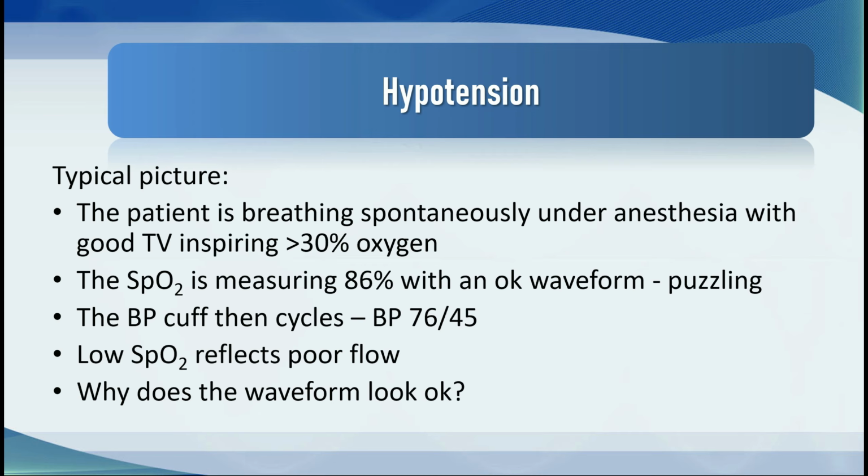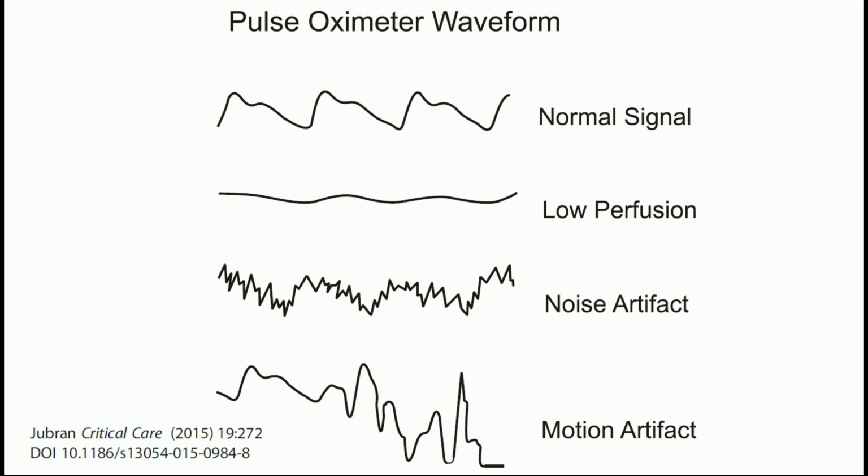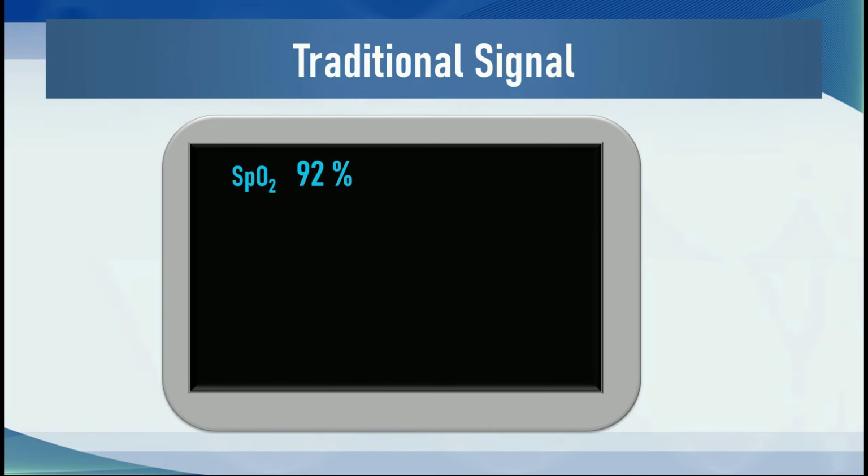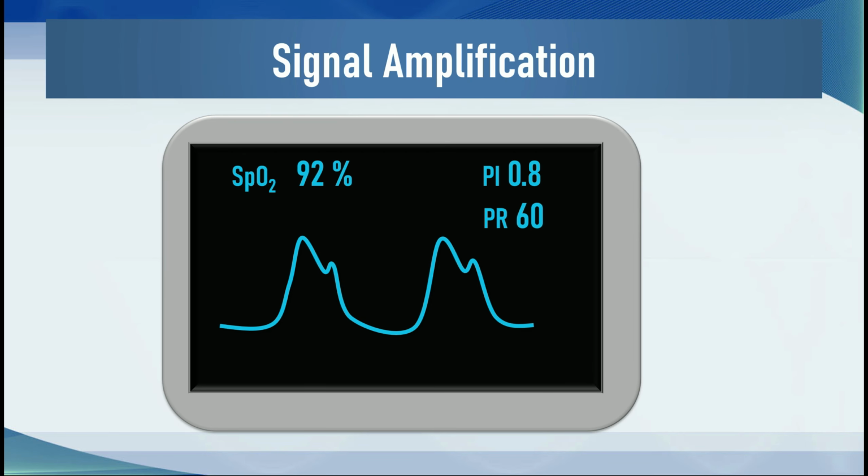And why is this? If you look at review articles on pulse oximeter waveforms, this is one from Critical Care in 2015, it produces a picture that looks like this kind of flat-looking trace. And if you went back to the 1990s, when we had a patient in the operating room, if the patient was hypotensive, then the signal from the pulse oximeter was heavily damped and looked like this. But modern machines amplify the signal such that in hypotension it may look absolutely normal.